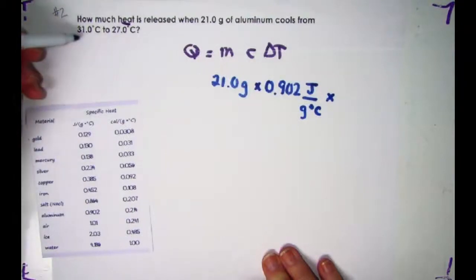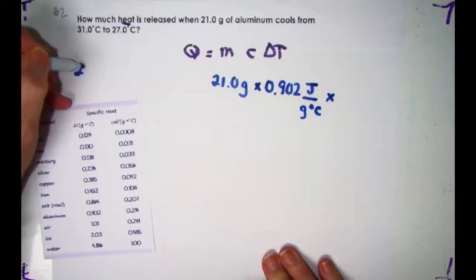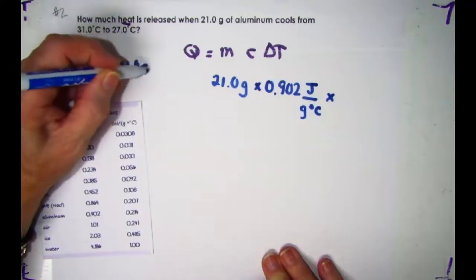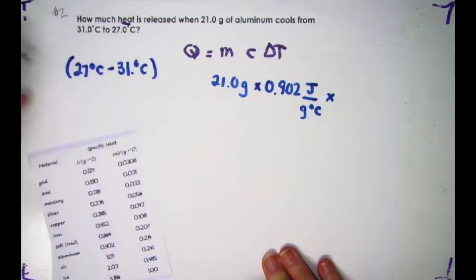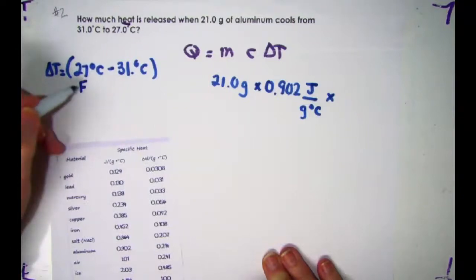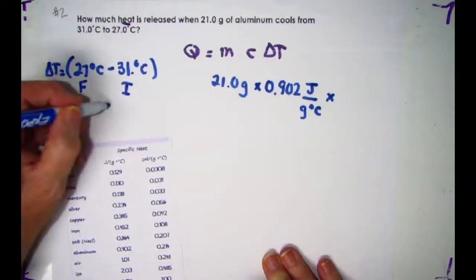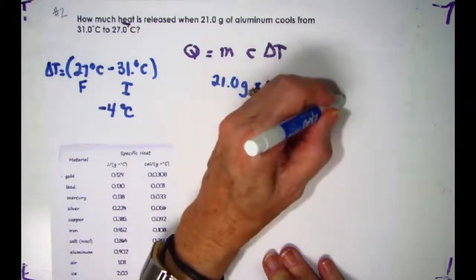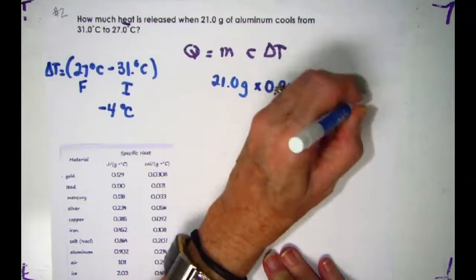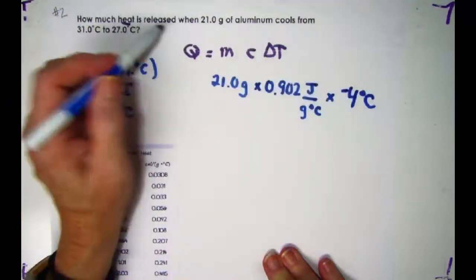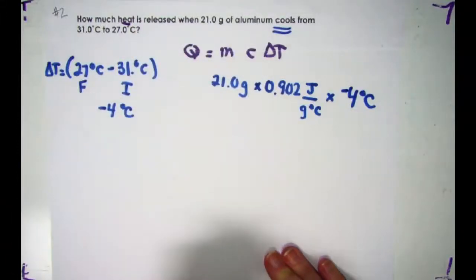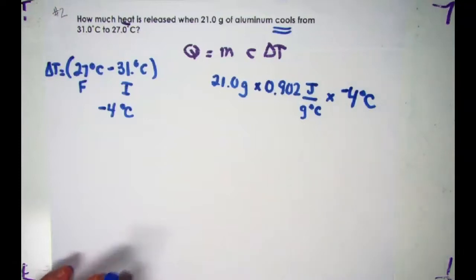Well, delta T, guys, is final, which is 27 degrees Celsius, minus 31, which is initial, because that's the definition of delta T. Delta T isn't the biggest minus the littlest one. It is the final minus the initial. So in this particular case, guess what? It's a negative 4 degrees Celsius because it cooled off. So we're going to write -4 degrees Celsius. Be sure you actually pay attention to the fact that it said cools. Otherwise, you're going to end up with the wrong answer, and you're going to say it took energy rather than releasing energy.